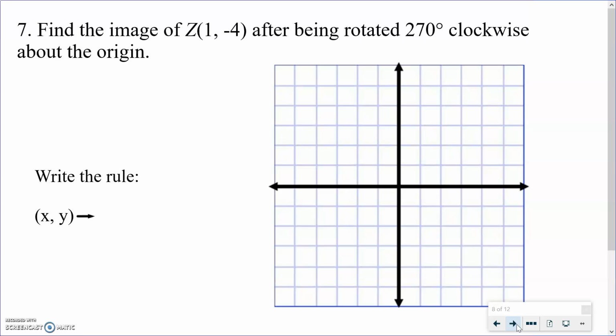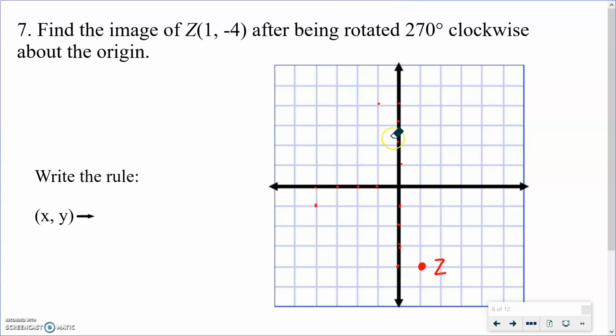Okay? So we're going to find the image of z, which is 1, -4. So this is z, after being rotated 270 degrees clockwise about the origin. Okay, so 270 degrees is 3 quarter turns, or 3 90-degree turns about the origin. So I'm going to start here and just, again, I'm going to count 1, 2, 3, 4, 1. And so then I'm going to do the same thing here, 1, 2, 3, 4, 1, and so that's 1 turn.